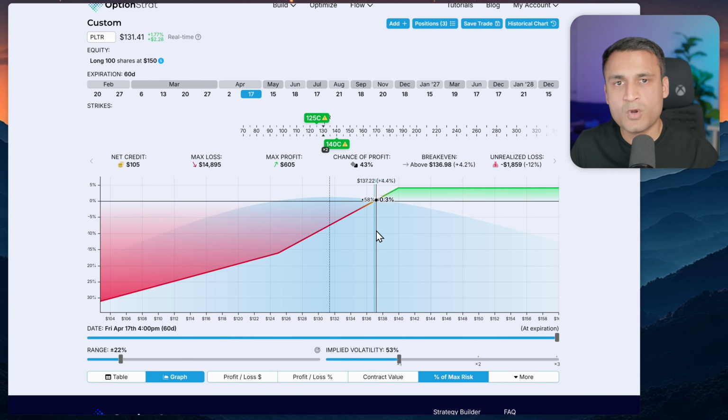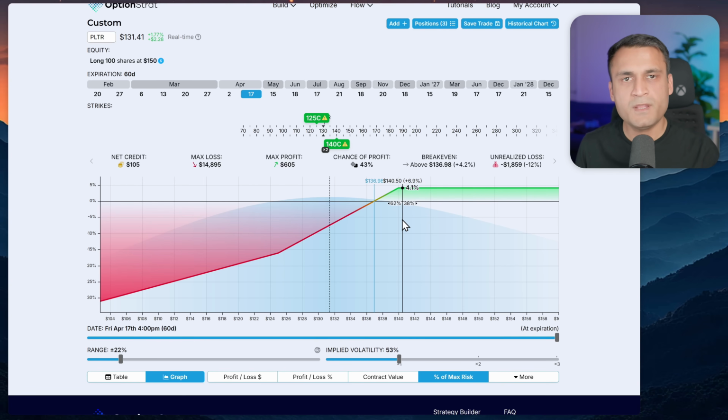But there is a small trade-off here. Now, in this case, if the stock goes back up to 150, instead of making 10%, this is only going to make 4.1%. In fact, it does not even need to go till 150 to make 4%. It is going to make 4.1% net return if the stock is over 140 by expiration.